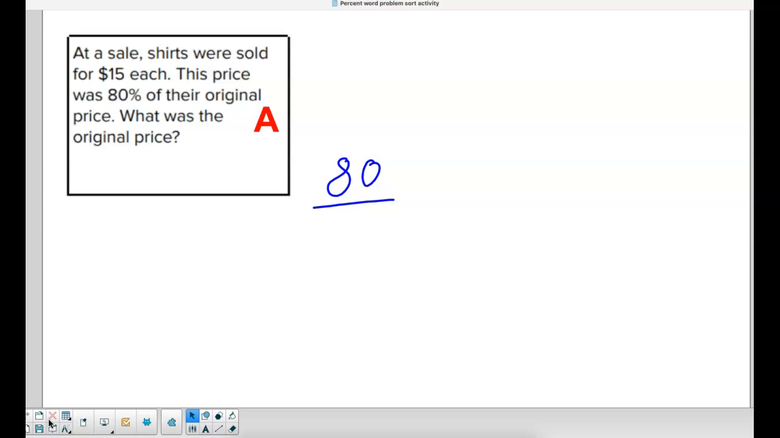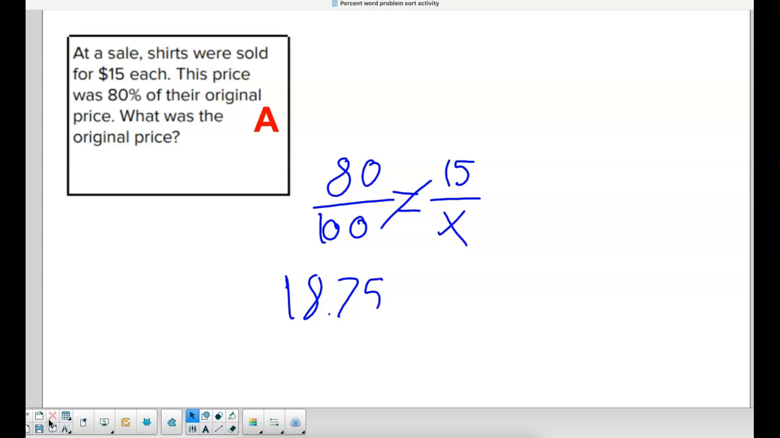Explain what you're doing. Why 80? Putting the percent over 100. Okay, equals 1 and 12. And then multiply that and divide by 80, and what'd you get? Okay. Perfect. You guys can go sit down.